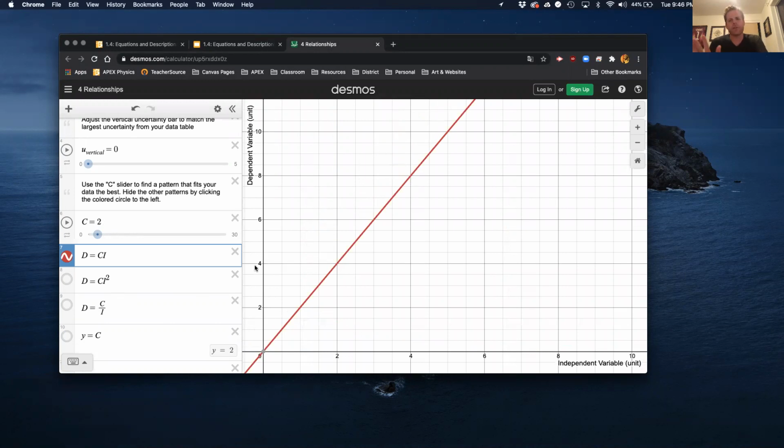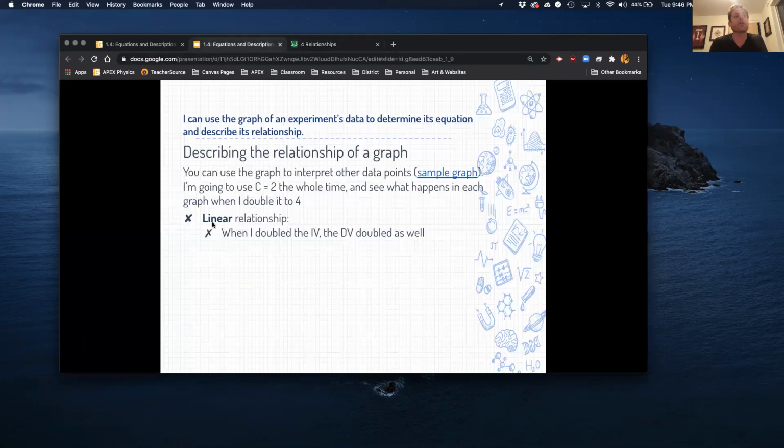But what I'm going to do for this next little slide is I'm always going to double the independent variable. So if I start right here with the independent variable at 2 and I double it, it'd be at 4, it goes up to 8. So it starts from 2, 4, it goes up to 4, 8. So if I double the independent variable on a linear graph, 2 to 4, then the dependent variable also doubles. It goes from 4 to 8. Okay, so when I double the linear relationship, I double the independent variable, the dependent variable doubles as well.